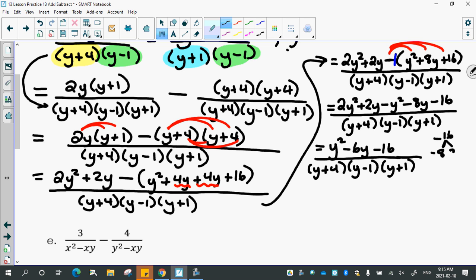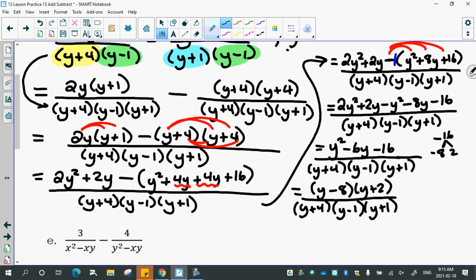Negative 8 and 2. Good. So I can make the top y minus 8 times y plus 2 over y plus 4 times y minus 1 times y plus 1. And then I check and see, do any of the factors in the top divide with any in the bottom? That'd be nice, but they don't. So I just restate my restrictions. Y can't be negative 4 or positive or negative 1.